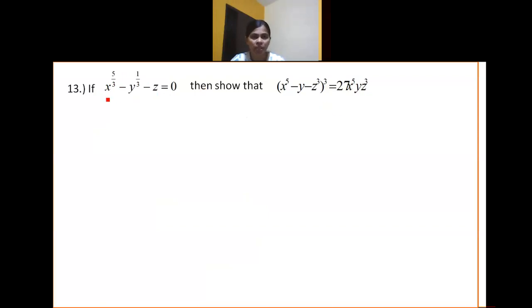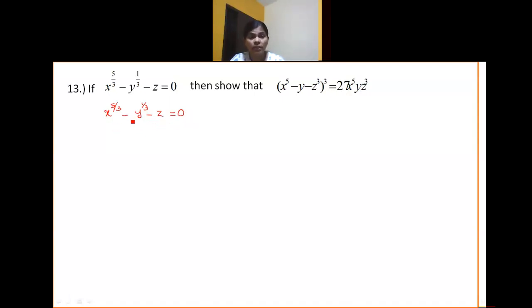So we need to begin with the if condition. Let me consider x to the power 5 by 3 minus y to the power 1 by 3 minus z is equal to 0. Now, ultimately the answer is in terms of whole cube, to the whole power 3. So I get one idea that I need to cube on both the sides.